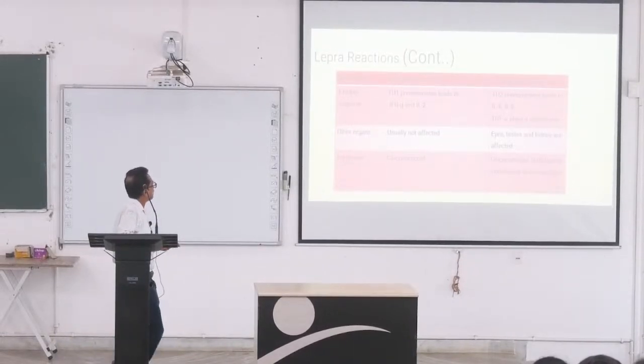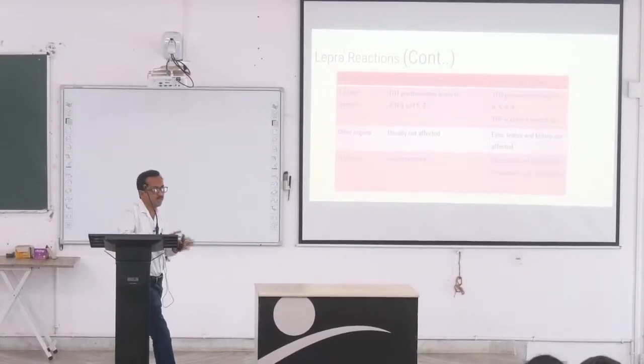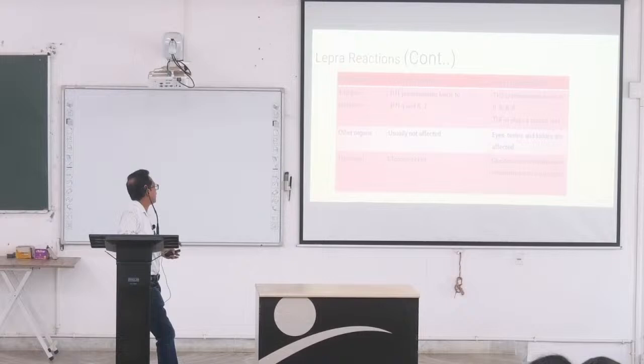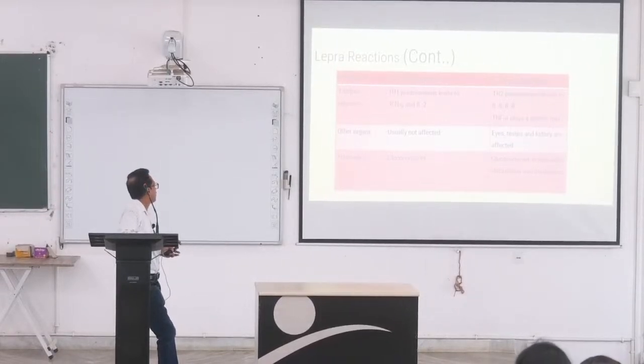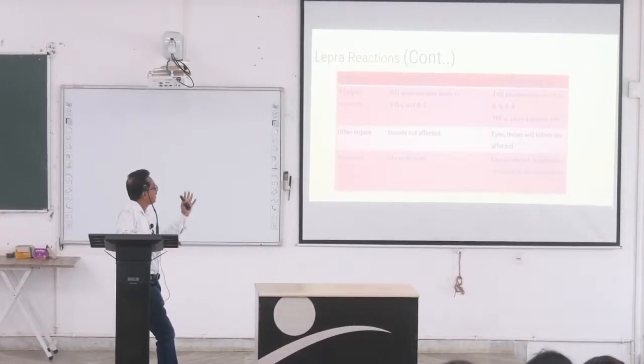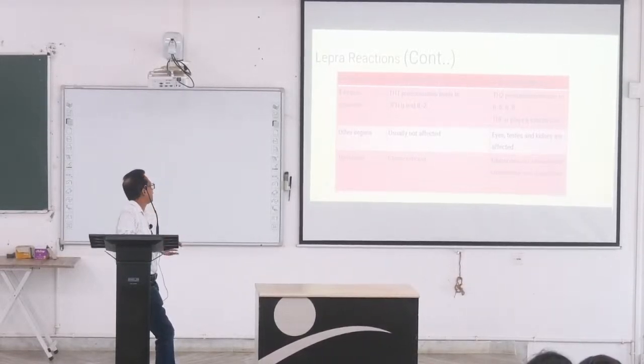Now, what is the underlying response? What is the role of T helper cells? T helper cell type 1 predominates in lepra reaction 1, so they produce interferon gamma and interleukin 2. In lepra reaction 2, T helper cell type 2 predominates, leading to IL-6, IL-8, and tumor necrosis factor alpha plays a central role. Other organs are usually not affected, but in case of type 2 reaction, eye, testes and kidney are affected.